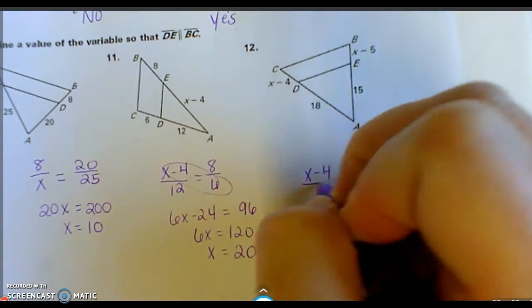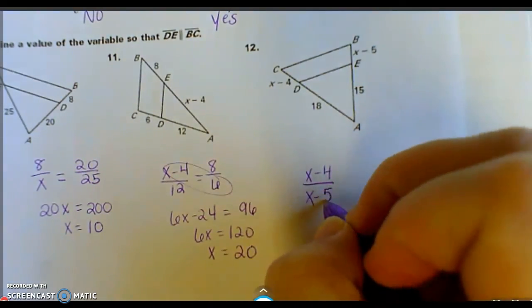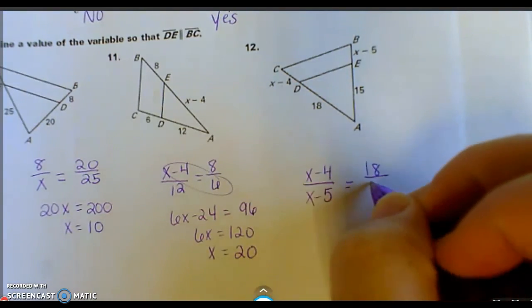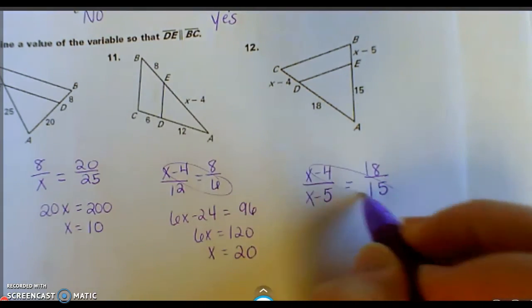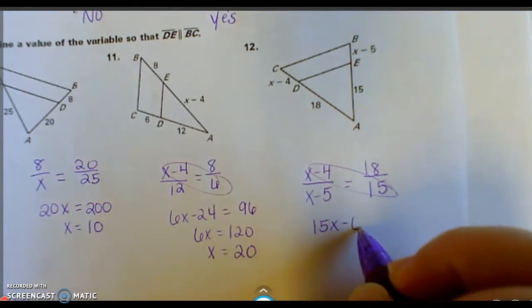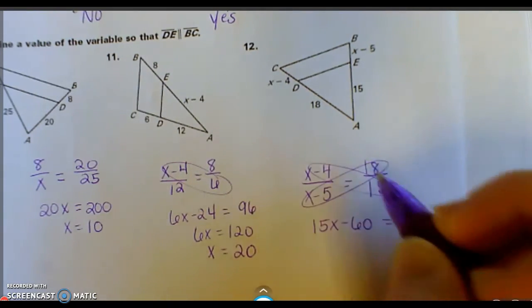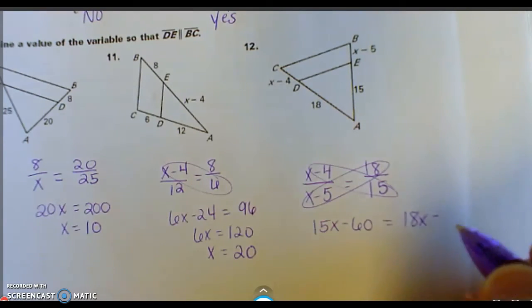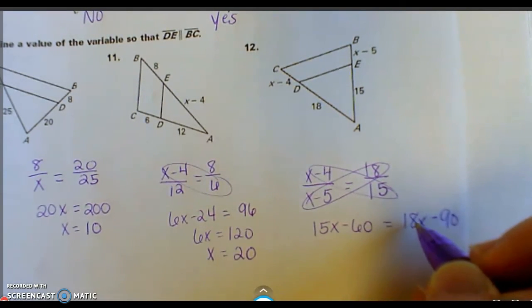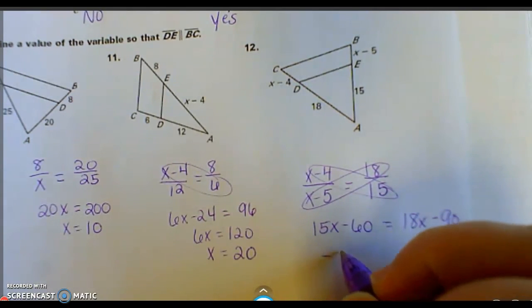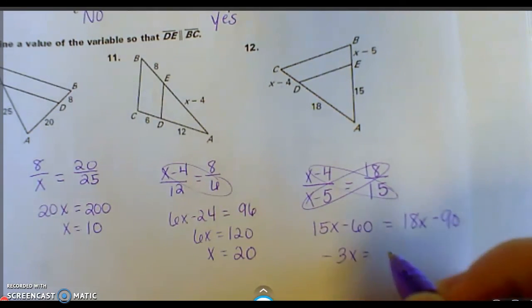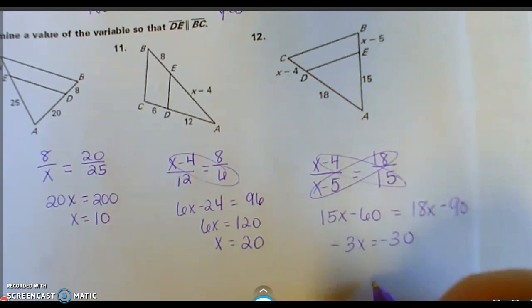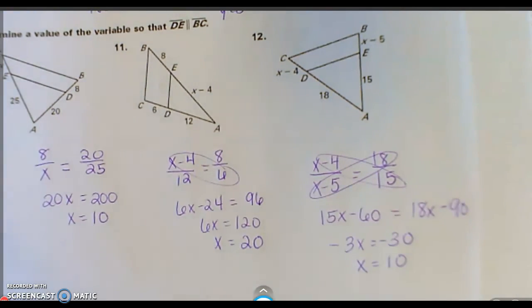Very last problem. So x minus 4 over x minus 5 equals 18 over 15. Cross multiply, 15x minus 60 equals 18x minus, we're going to do 18 times 5, which is 90. I'm going to subtract 18x on both sides, and I'm going to add 60, divide by -3, and then there is our answer.